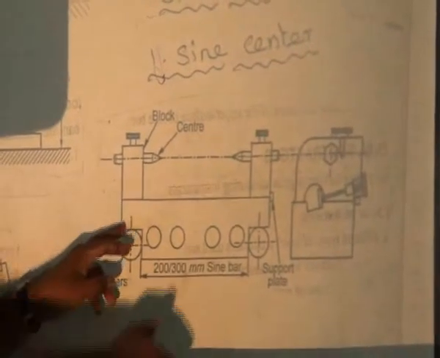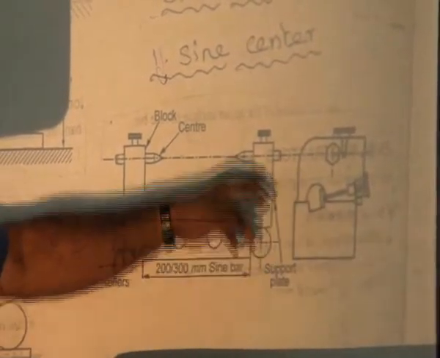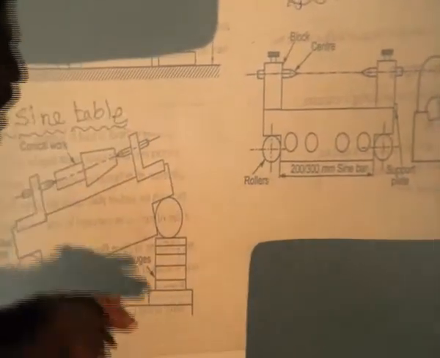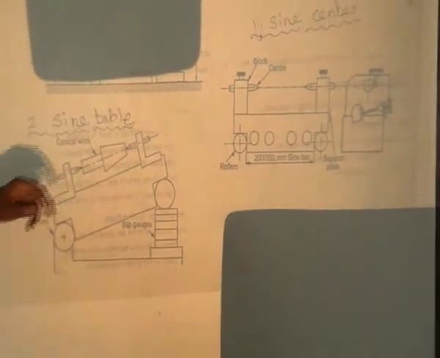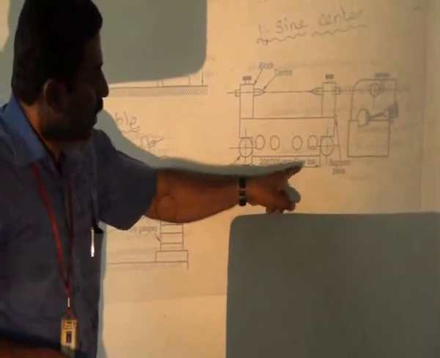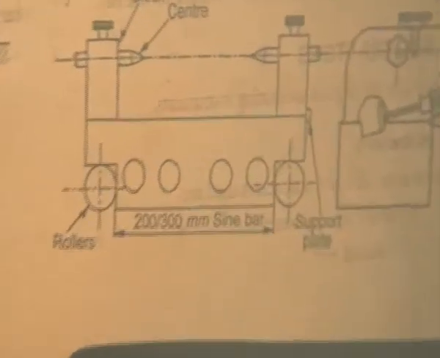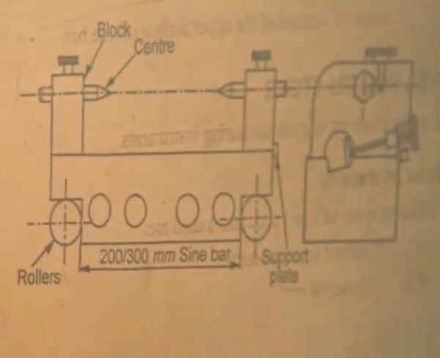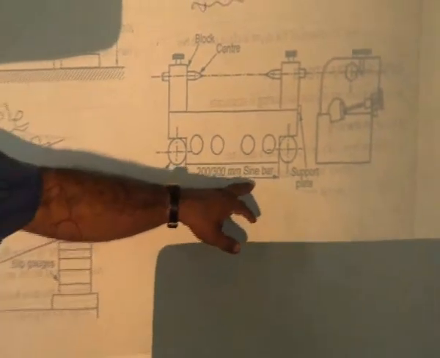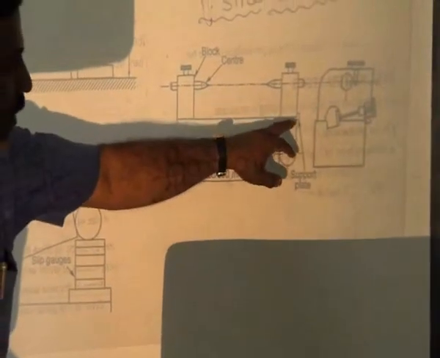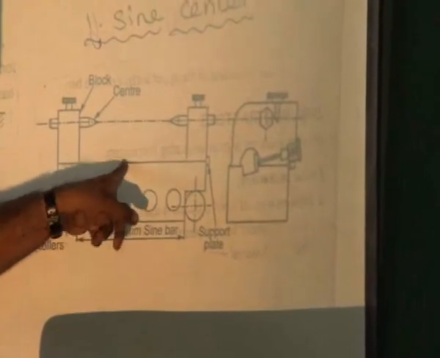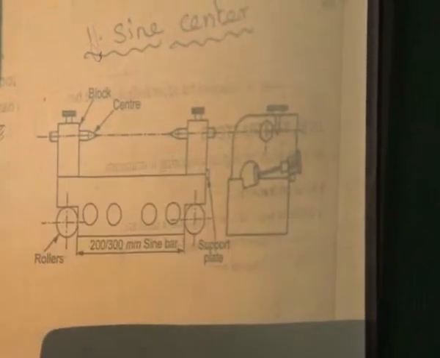Then we move the component in an upward direction and check the component. Normally, for large components we have to measure by using the sine center. So a 200 to 300 mm sine bar is used for large ones, and for smaller components we use the 100 mm sine bar. Here we are using 200 to 300 mm sine bars. One supporting plate is used to adjust the center of the block. So that is the main thing.